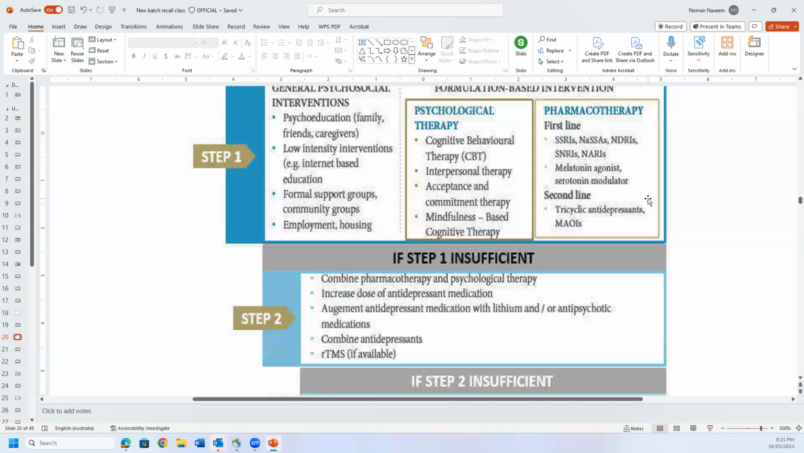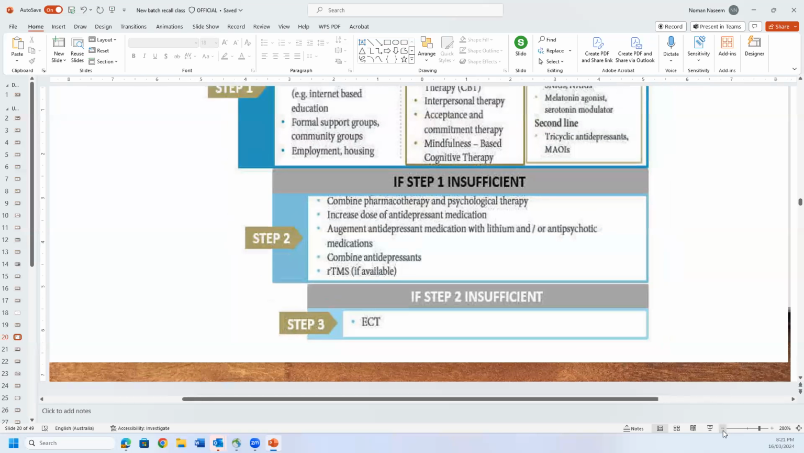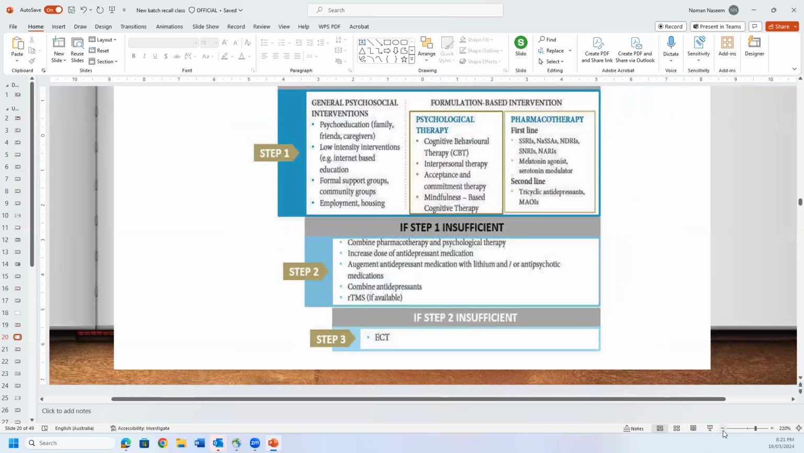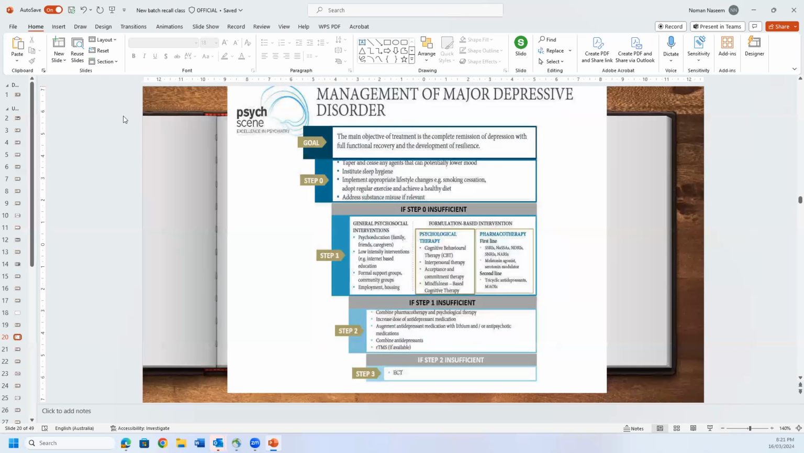antipsychotic medication, or you can refer the patient for consideration of electroconvulsive therapy. This is how we treat with electroconvulsive therapy, ECT. So that's how you treat a major depressive disorder. Is it clear, guys?